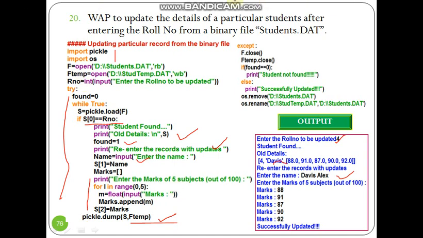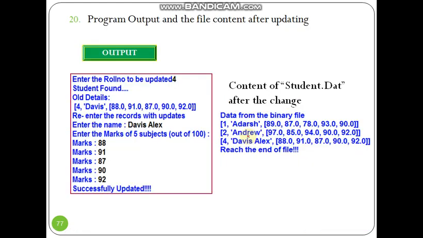Now we are closing both the files, and we are displaying a message using this found variable. If it is not found, found is 0, and student not found is displayed. Otherwise, a successfully updated message is displayed. Then we are removing the original file, that means deleting the original file, and renaming the temporary file as the student.dat file. So in this process, delete and update are almost similar.